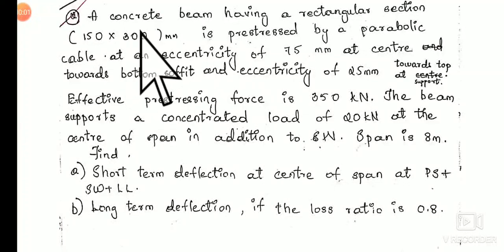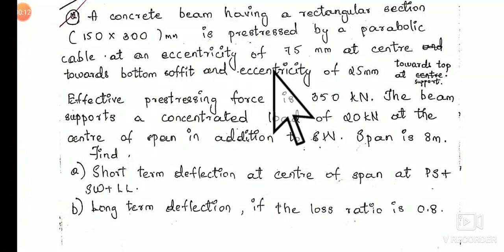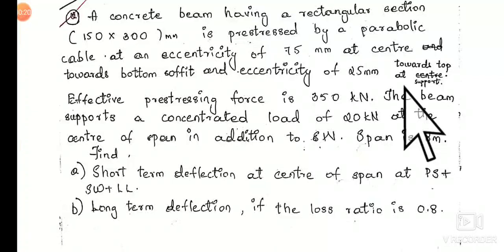Yes, now we shall take up the second problem. A concrete beam having a rectangular section 150 by 300 mm is pre-stressed by a parabolic cable at an eccentricity of 75 mm at the center towards the bottom of it and eccentricity of 25 mm towards top at the supports. Effective pre-stressing force is 350 kN.